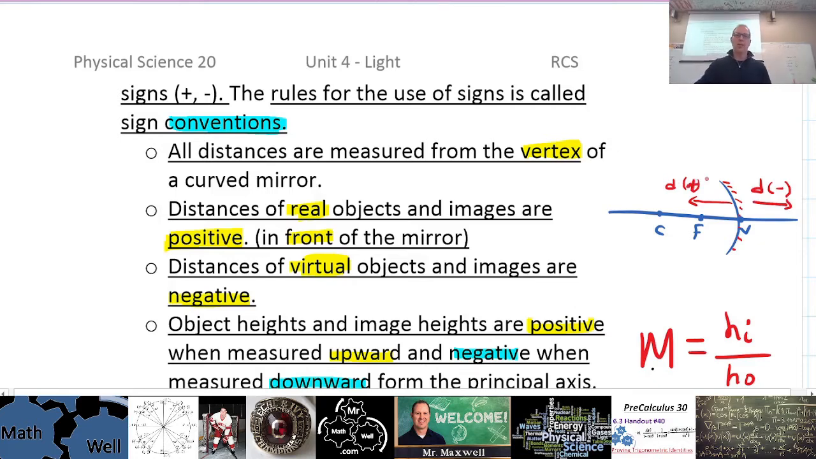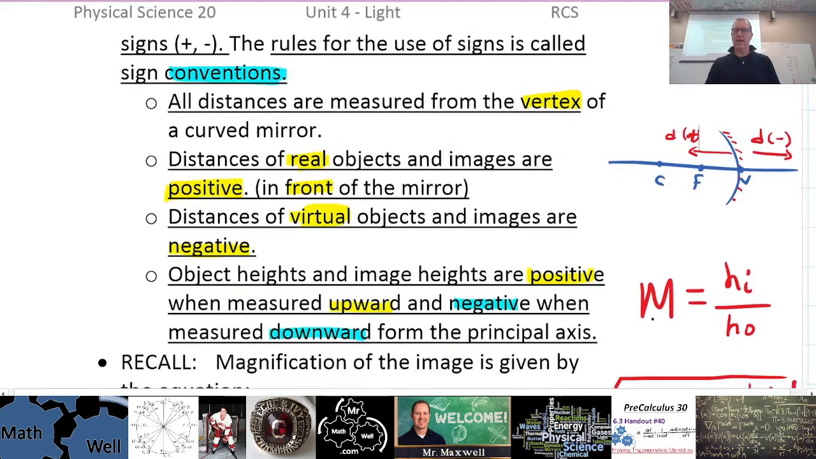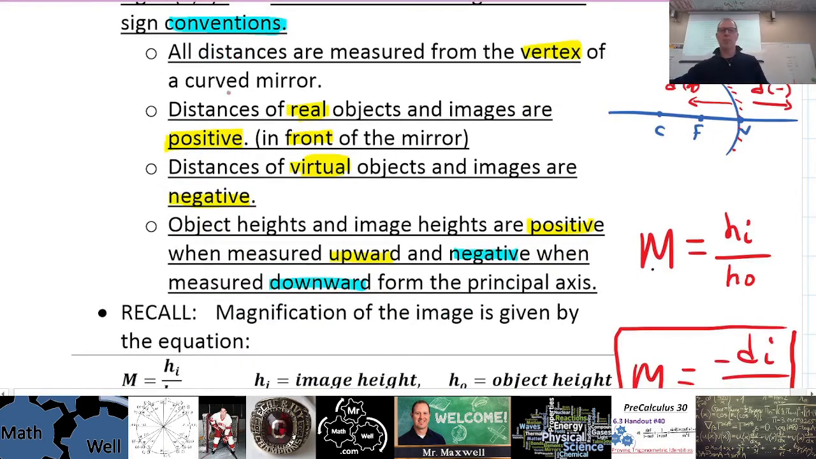Okay. So object heights. What about object heights? Well, object heights are positive when measured upward, and they are negative when measured downward or in the inverted position. So for anything, either object or image, if it starts inverted, let's say an object starts inverted, you have to use that as a negative height, because this equation will give you, in this case, a positive height for the image, and you know that the image is then upright. So anything that's upright is positive, anything that's inverted is negative.